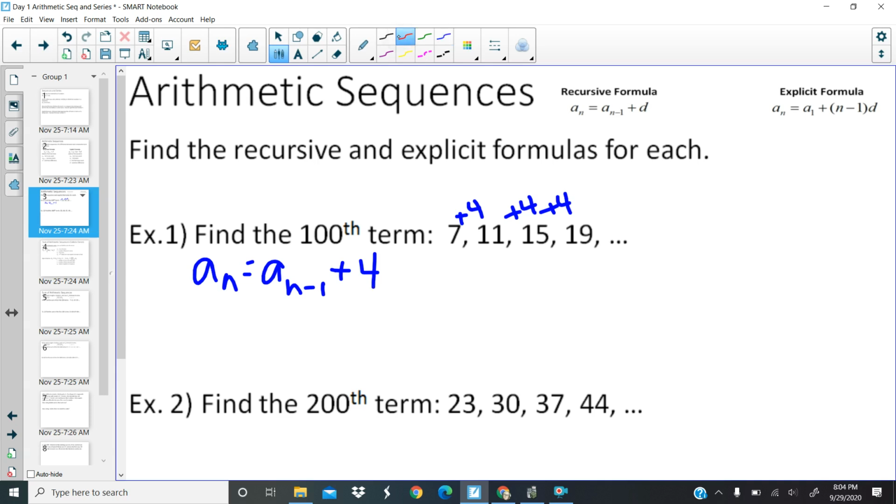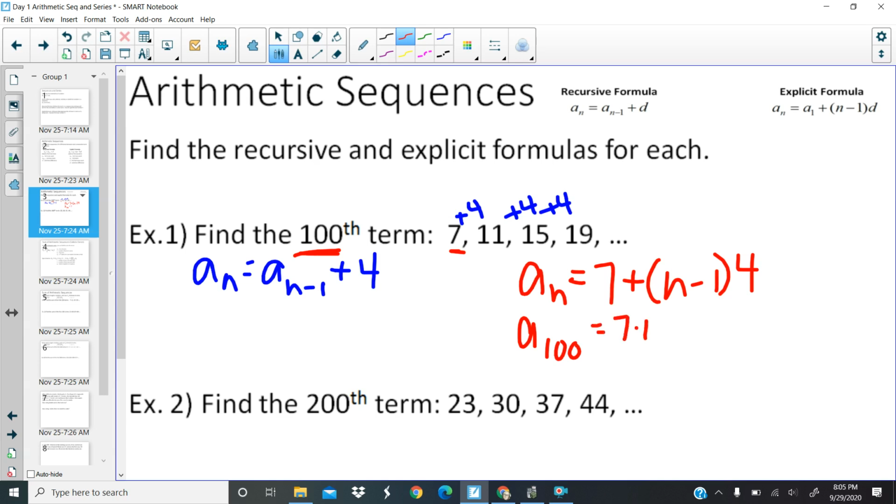Then if you wanted the explicit formula, it would be a sub n, the term that you're trying to find, equals the first term, which is our 7, plus n minus 1, times the common difference, which is 4. Then we want to use that to find the 100th term. So that means we're looking for a sub 100, which represents the 100th term in this. And that's going to equal 7 plus n, which is 100, minus 1 times 4.